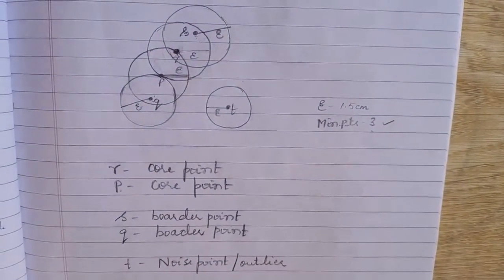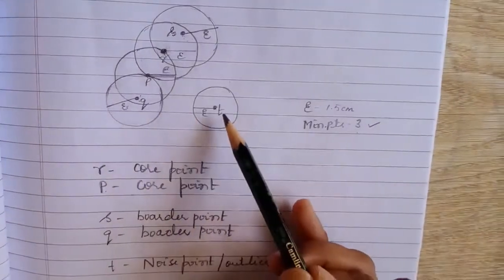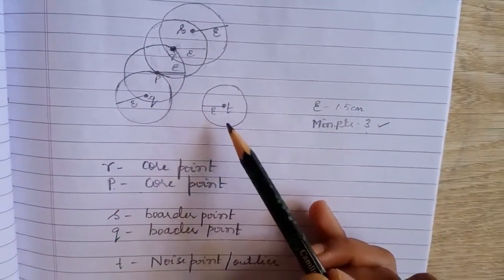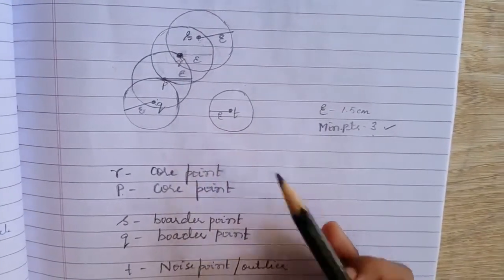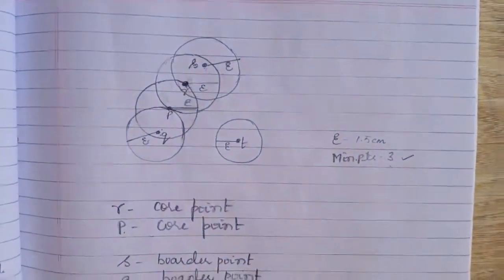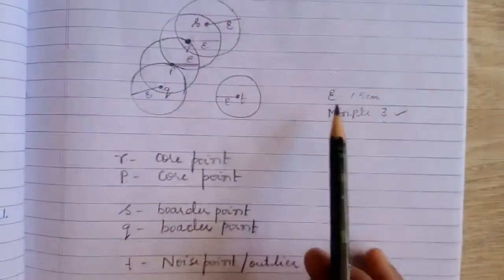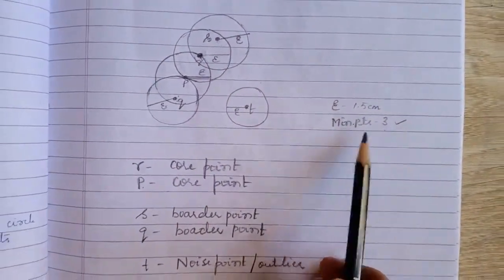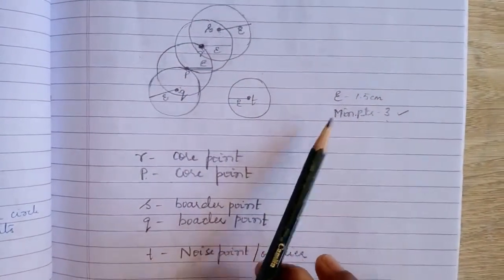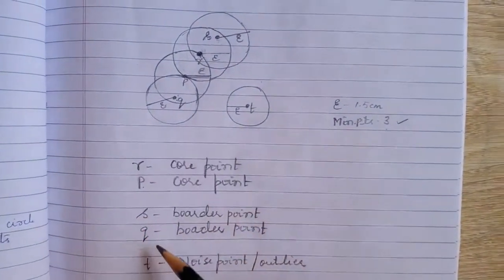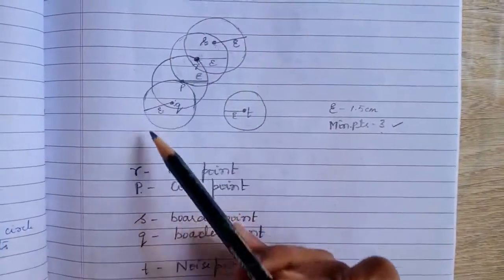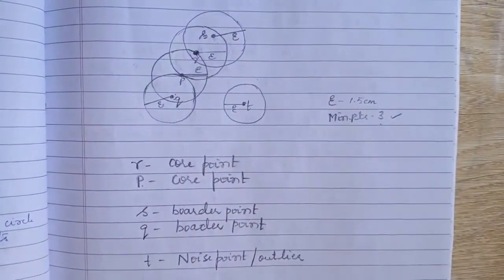So using this algorithm, you can also find the noise point, and once you come to know the point is a noise point or an outlier, then you can just ignore the point. It doesn't fall into any of the clusters, so you can just ignore the noise point or outlier and consider the other points PQ, RP, SQ in this example for clustering.